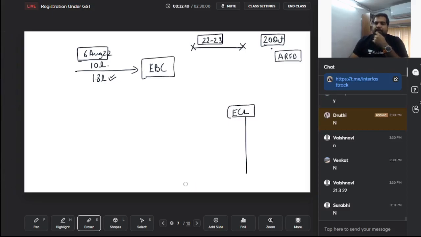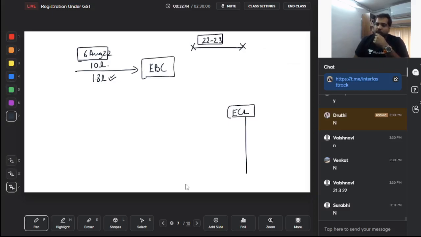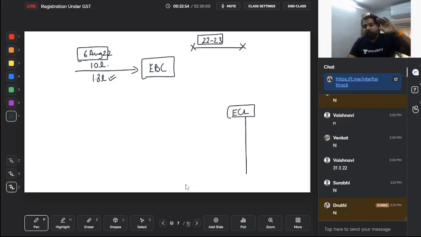Please tell me, guys, do you have an invoice for these batteries? No. So can you take it to the credit ledger today on 6th August? No, you can't take it. So are you going to be searching for the invoice? Yes, you will search for the invoice. And guys, what if you get the invoice after 6 years? Can you take it to the credit ledger?